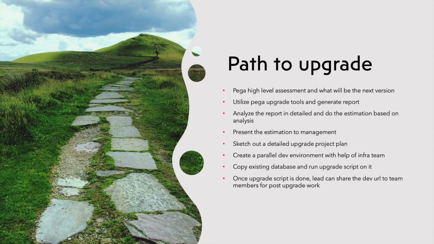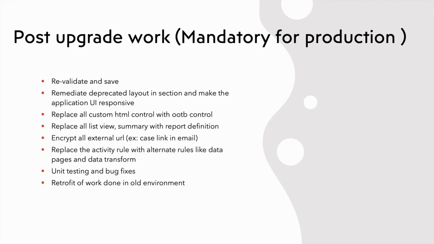So on the last step, what we are saying is that our dev upgrade is done. We copied our existing database and ran the script for the latest version, and then our URL is ready. Now the LSA can share that URL with the dev team. What's next? After the upgrade, to make the application production ready, what all things have to be done by the dev team, or a combination of the dev and QA team?